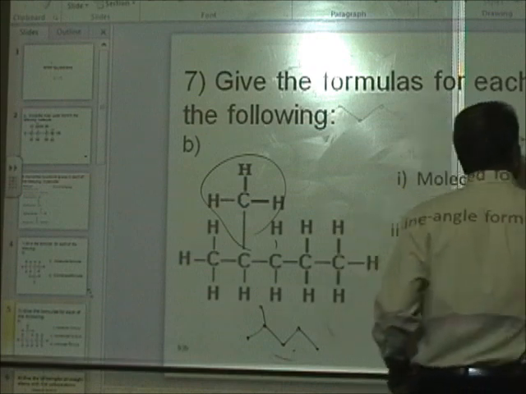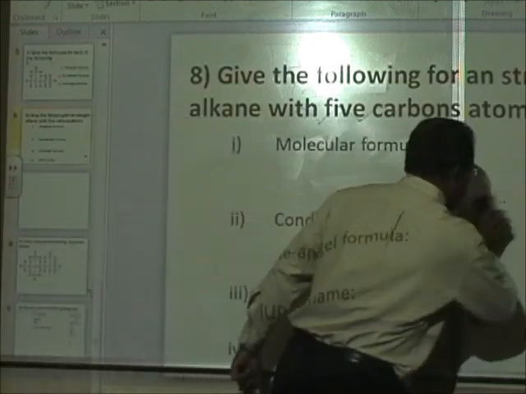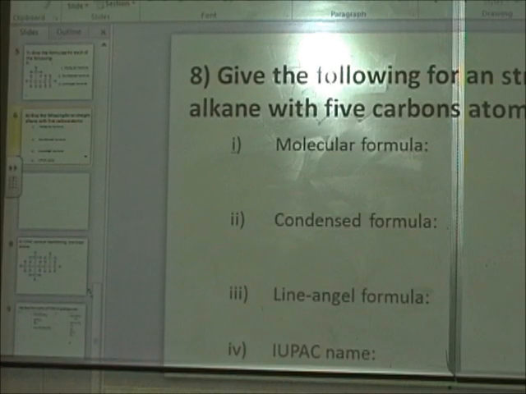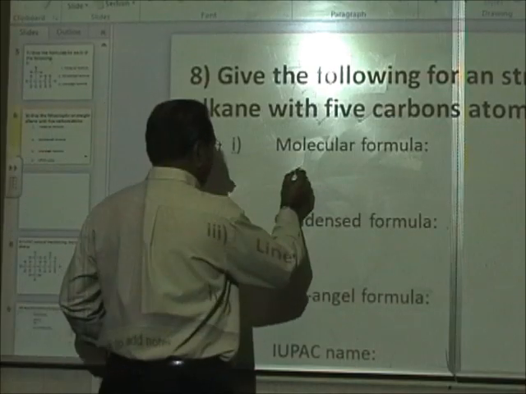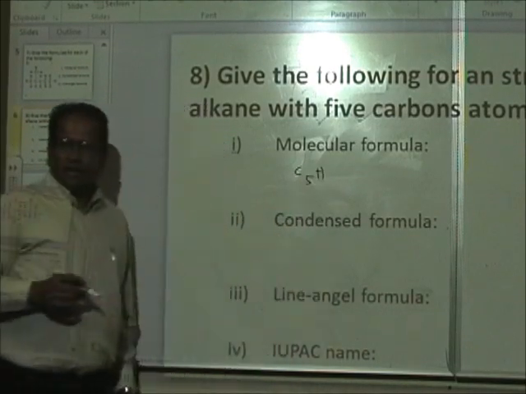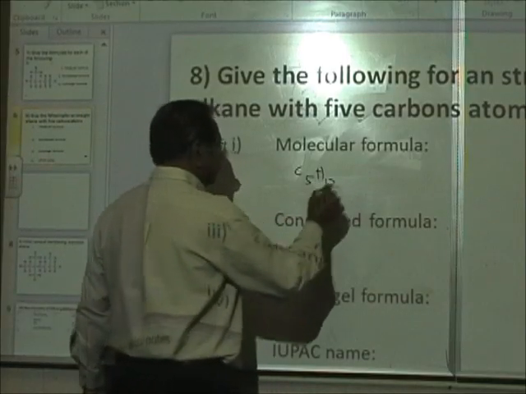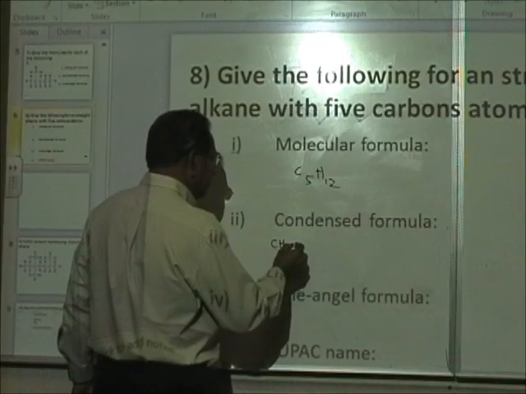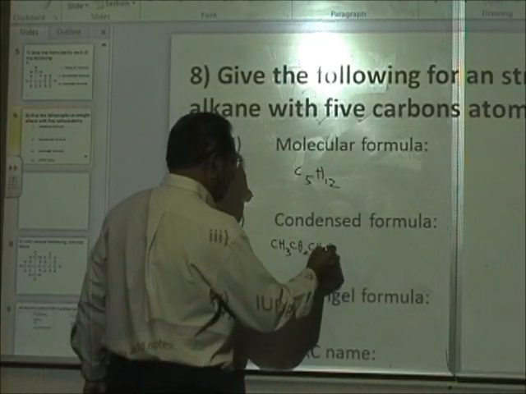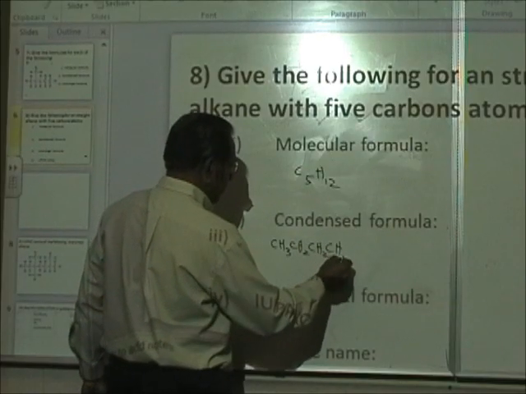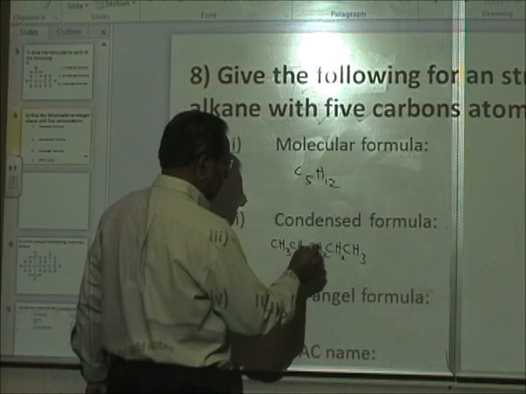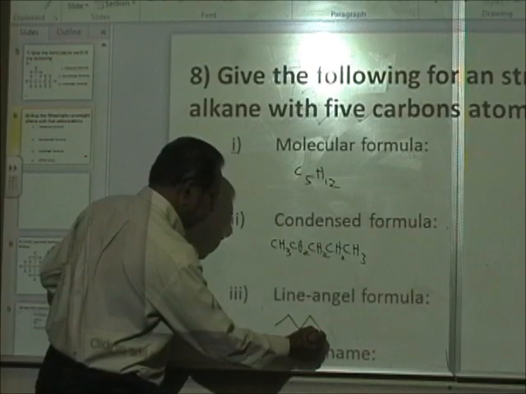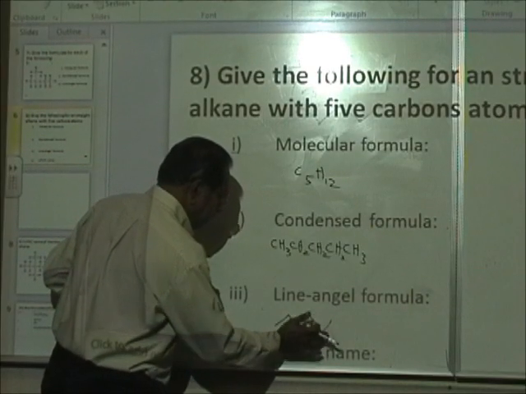The question number 8, okay, is the molecular formula. That's the easy one, right? What is H? 12. Okay. What is the condensed formula? CH3, CH2, CH2, CH2, CH3, right? 1, 2, 3, 4, 5. What is the line angle formula? 1, 2, 3, 4, 5.